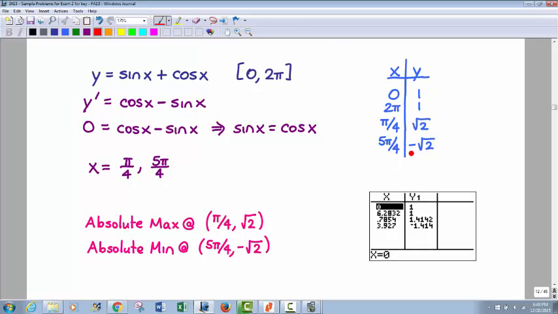So out of all those, I'm going to say that negative pi over 2 is my smallest one for sure. There's my min, so it's at the point 5 pi over 4, negative root 2. And then out of all those positive y values, square root of 2 is the largest, so you can see it down here actually better. Positive 1.41, pi over 4, root 2. And there's your max and min.